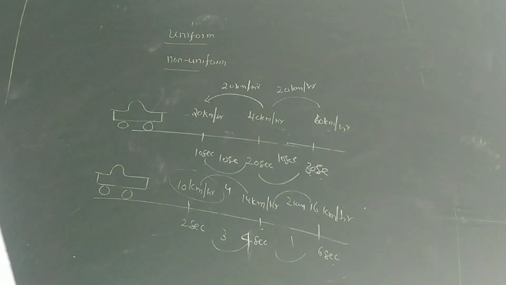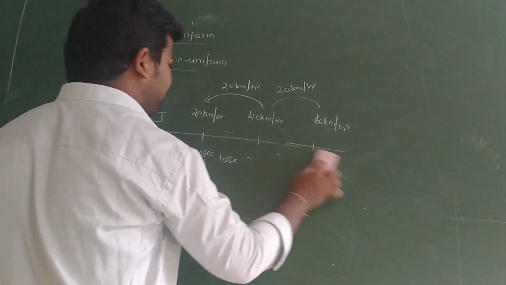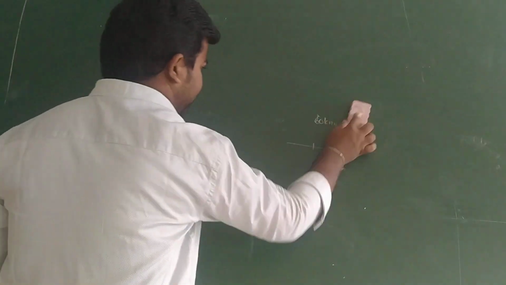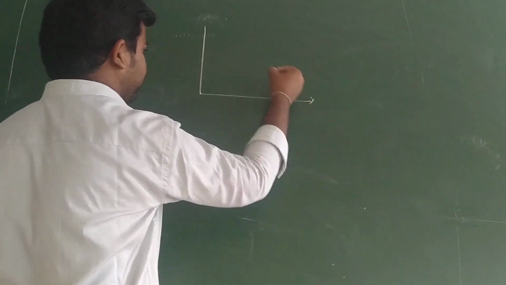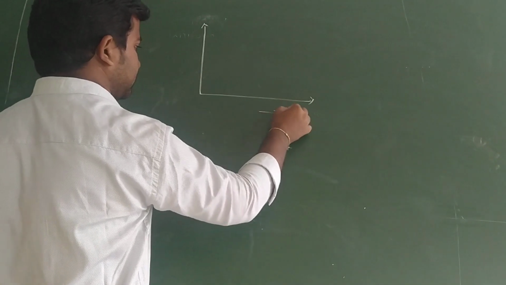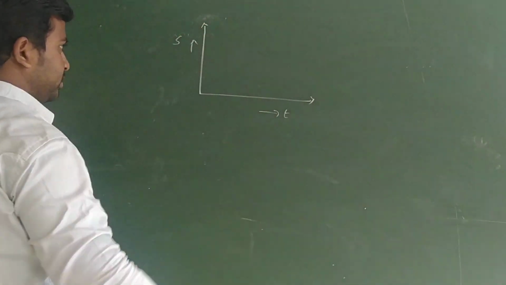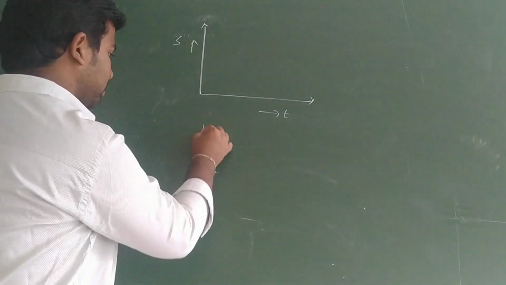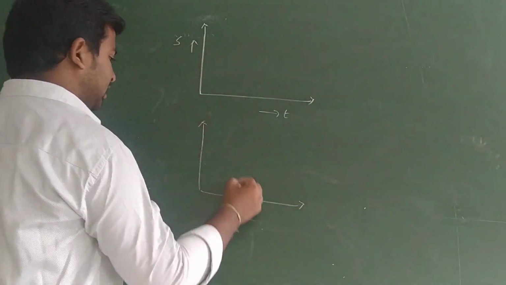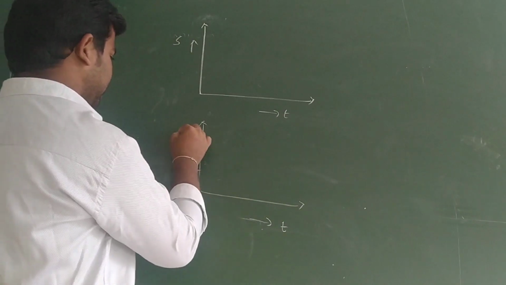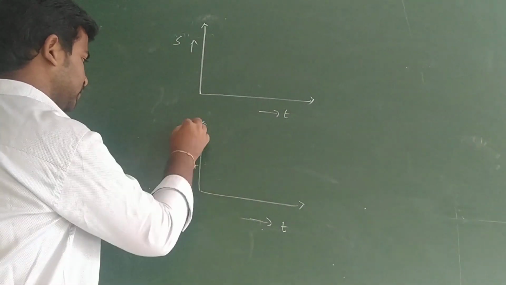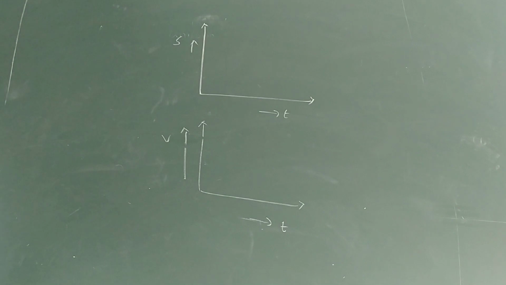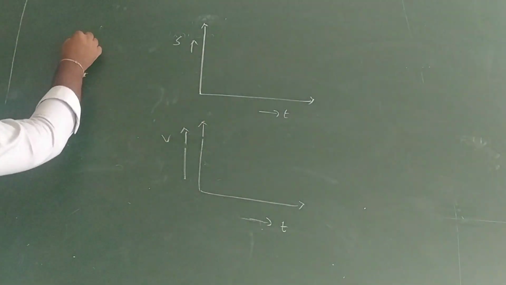Now I will make the graphs, right? Here there are three different types of graphs. One is the ST graph, one is the VT graph, one is the AT graph. In the ST graph, you can choose displacement. Another one is the VT graph, where we can take velocity against time. And another one is the AT graph.